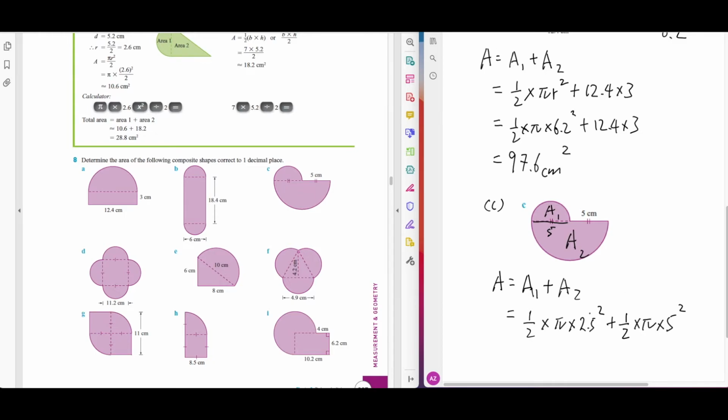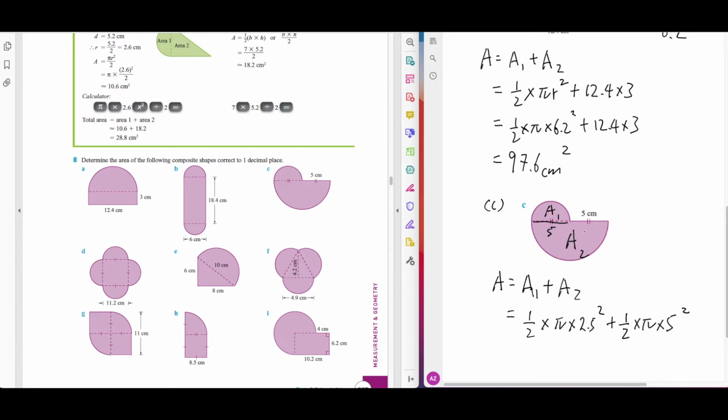So I'm just going to explain it again because I did kind of do a lot of things in one go. But basically, to find area 1, you know that this is half of a circle. And the radius of that circle is 2.5, because we know that the diameter is equal to 5. The radius is equal to 2.5, right?